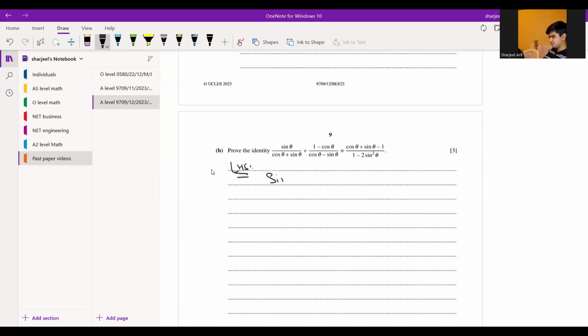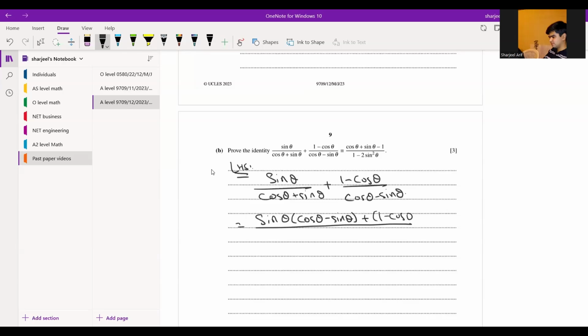That would be sine theta divided by cos theta plus sine theta, plus 1 minus cos theta divided by cos theta minus sine theta. We will take the LCM by cross multiplying the numerators. Cos theta minus sine theta plus 1 minus cos theta into cos theta plus sine theta, and the denominator will become cos theta plus sine theta into cos theta minus sine theta.